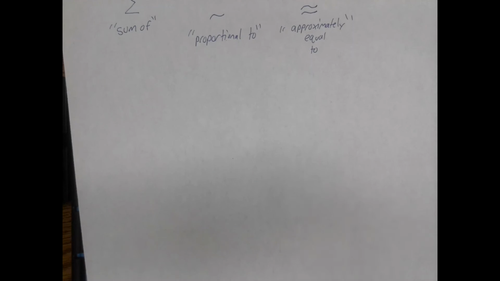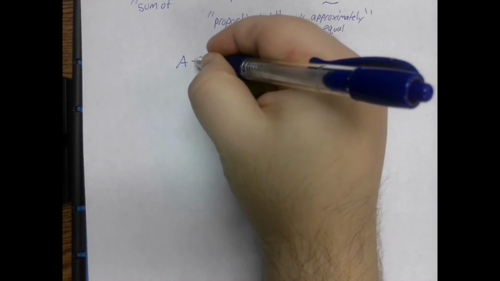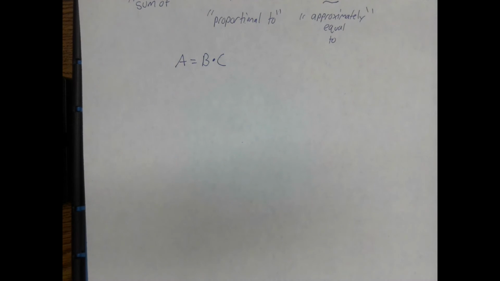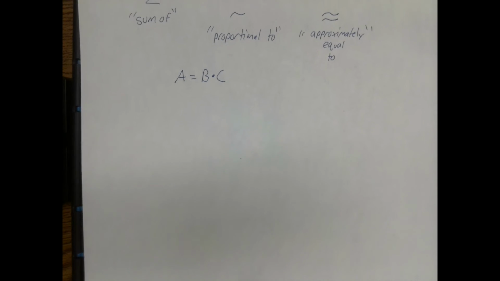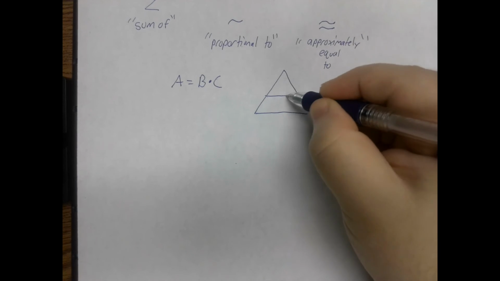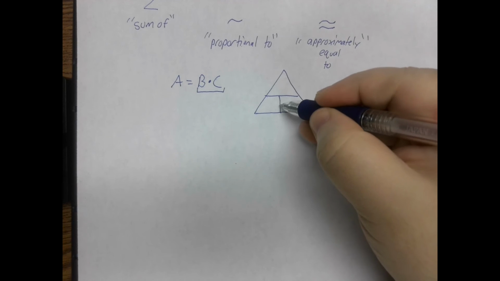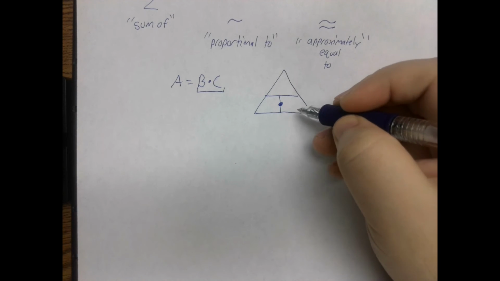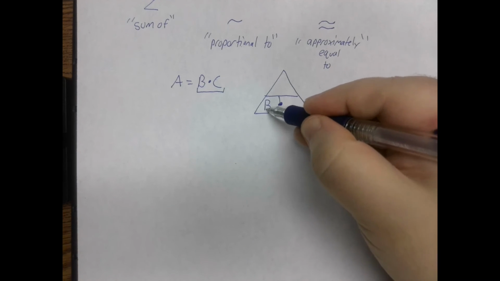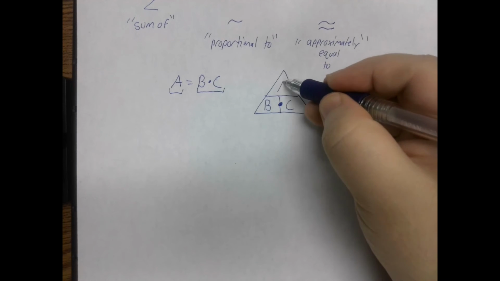So, if you have something in the form of A equals B times C, you can draw a triangle and look at B times C. So we know that this is going to be our multiplication symbol. So if it's B times C, we can put in here B times C, and the term remaining over would be A.